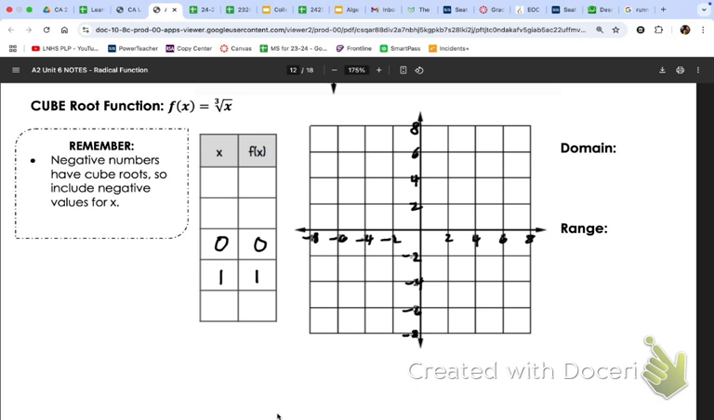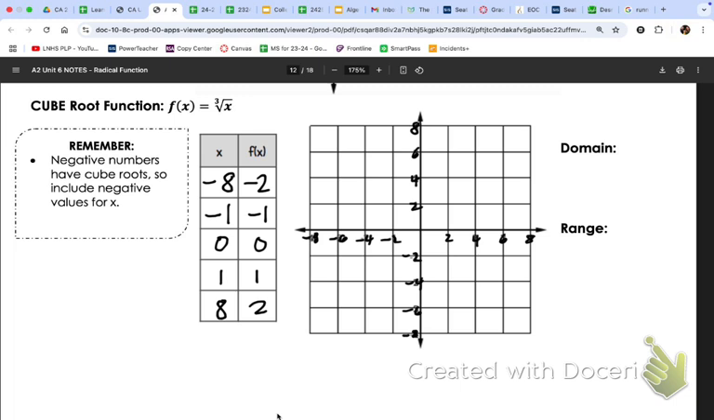What's the next perfect cube? I don't know if your perfect cube chart is out or not. 8. What's the cube root of 8? 2. You can also have the negatives, though, because you can do the odd root of a negative. Cube root of negative 1 is negative 1, and the cube root of negative 8 is negative 2.